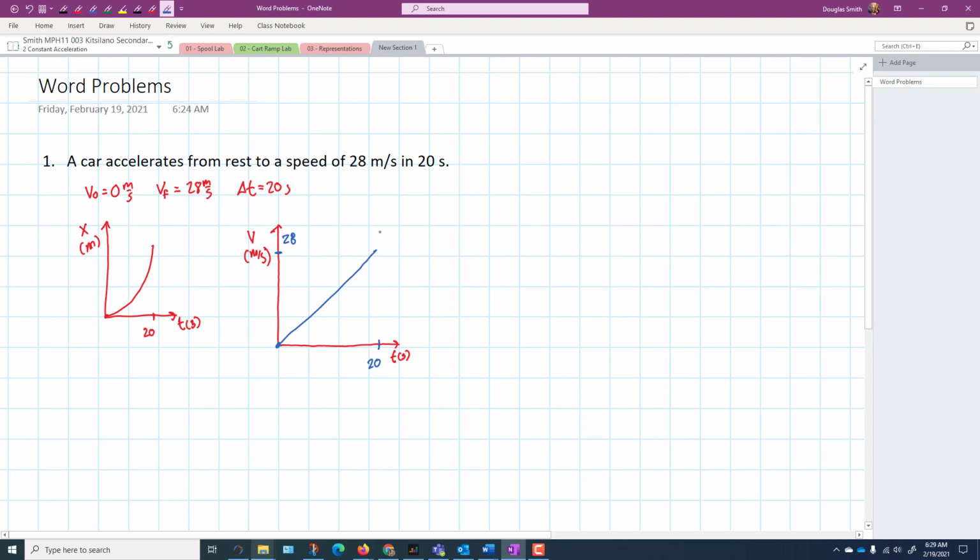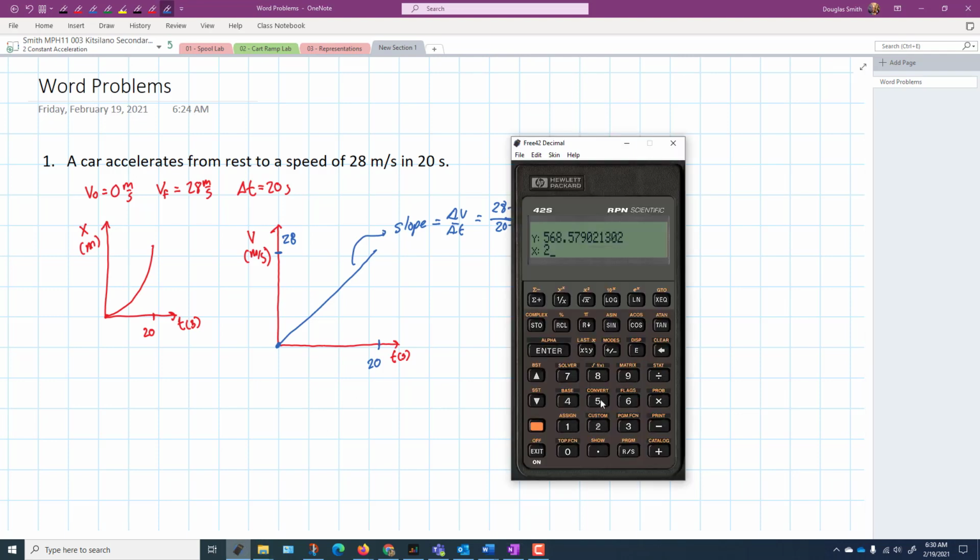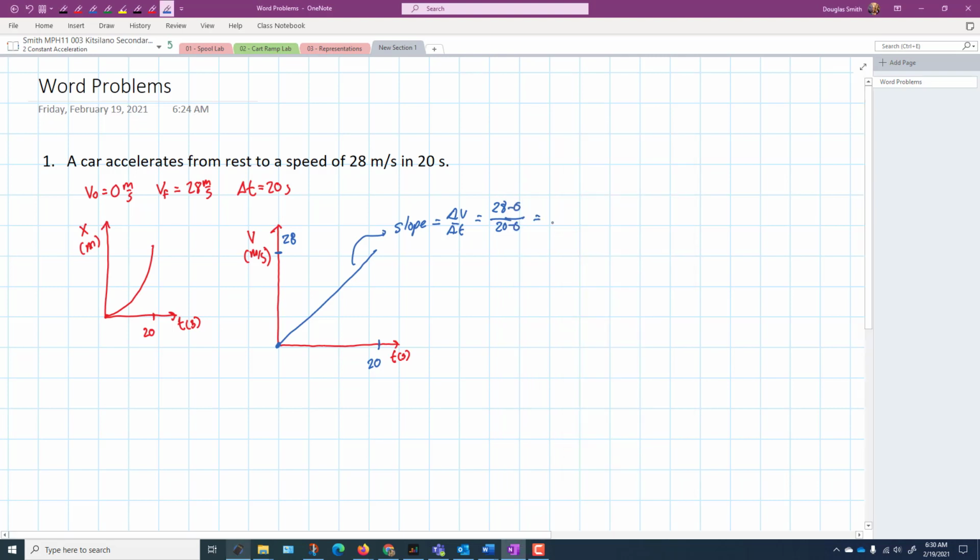Okay, now we can start doing some more analysis. We could calculate the slope of this line. So slope is delta V over delta T. So that's 28 minus 0 over 20 minus 0. So that is, let's get out my calculator. 28. I knew it was 1.4. Didn't need to do that. 1.4 meters per second squared. That's acceleration. The slope of that velocity time graph is acceleration. So there's one new thing I found.